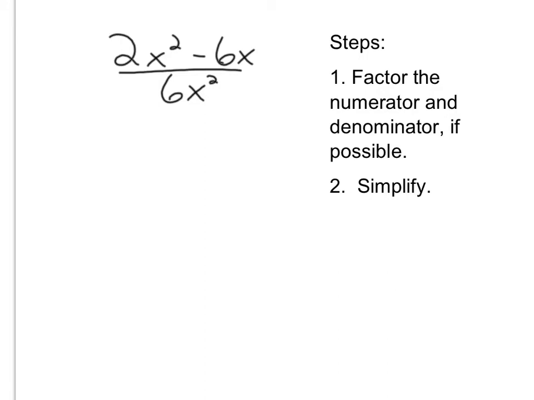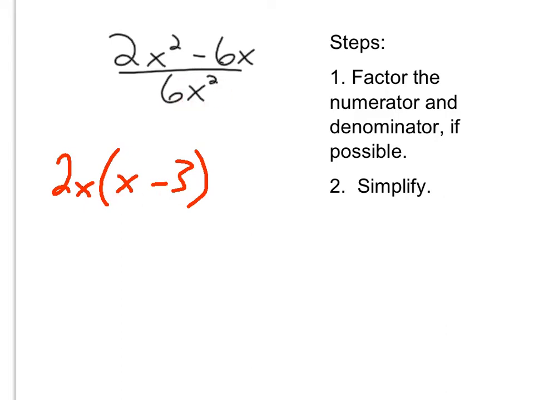Well, I know that 2x squared minus 6x, those have a greatest common factor of 2x. So I'm going to pull that out and say it's 2x times, and 2x times x would give me 2x squared, minus 2x times 3 would give me 6x. So my two factors are 2x and x minus 3.